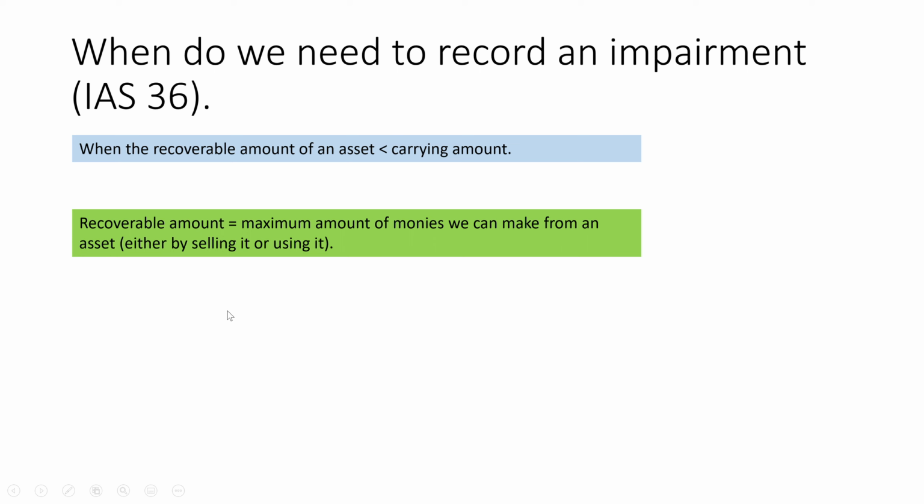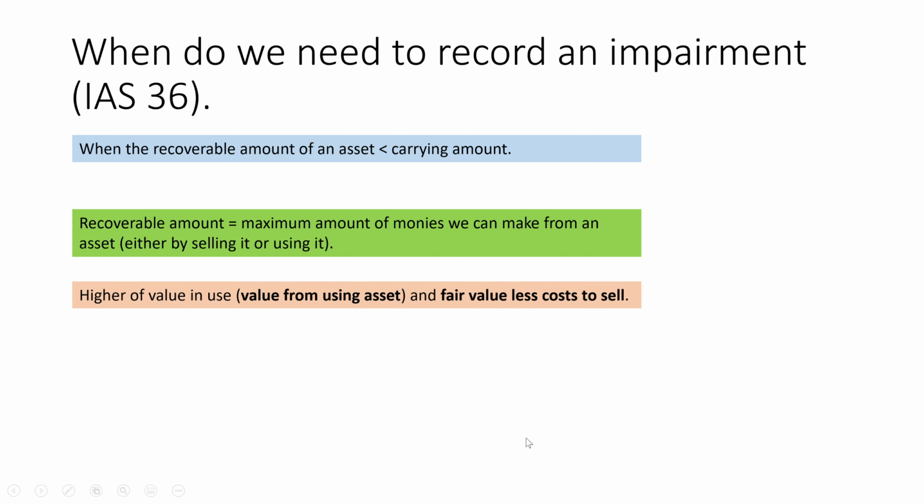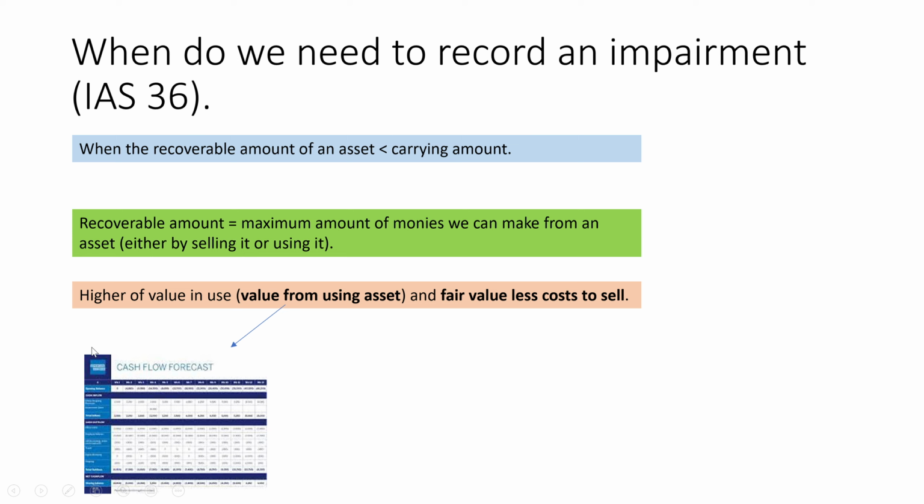And how do we calculate that? Well, it's the higher of the value in use of the asset, so the value we get from using the asset, and the fair value less cost to sell, which is associated with selling the asset. The value in use we can calculate using a cash flow forecast. A cash flow forecast would probably be associated with multiple assumptions, like the time value of money, the associated cost of using the money, and what items are actually cash flows and which ones aren't.